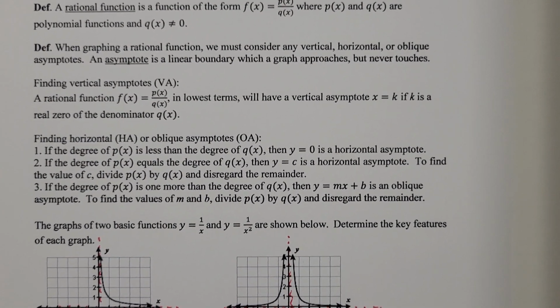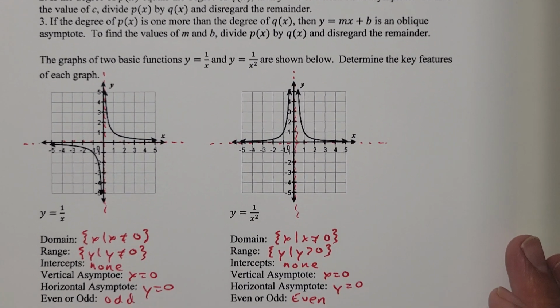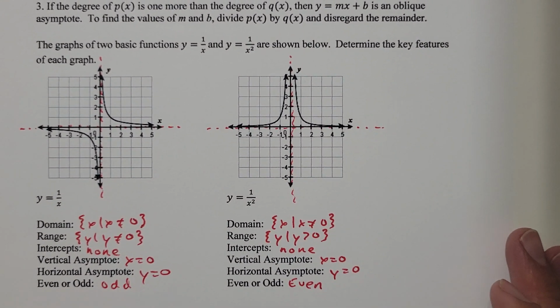So let's take a look at these two examples here. There's two, I guess, common ways that you can graph a rational function. One is to use the information that you know about transformations. Okay, and then the other is to use a list of steps. I talk about those two things on the next page. The graphs of the two basic functions y equals 1 over x and y equals 1 over x squared are shown below. Determine the key features of each graph.